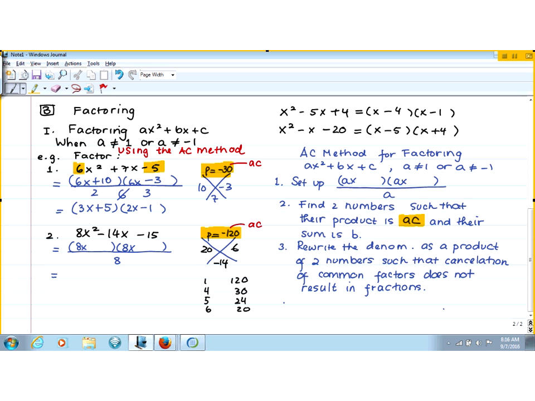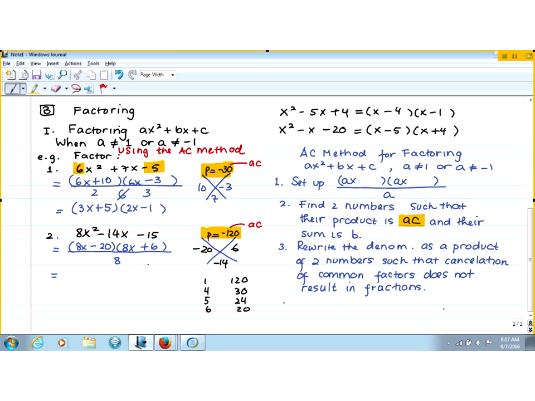Now I have to adjust my signs. Negative 20. So let's see. If I multiply, this is negative 120. If I add, this is negative 14. Okay, so these are the two numbers that we are looking for. Right? Okay, so minus 20 plus 6. All right. Minus 20 plus 6.